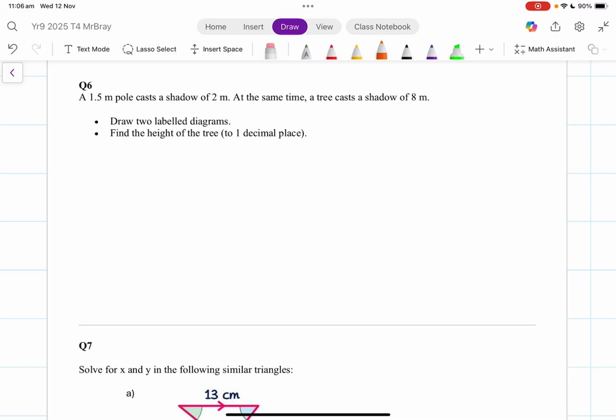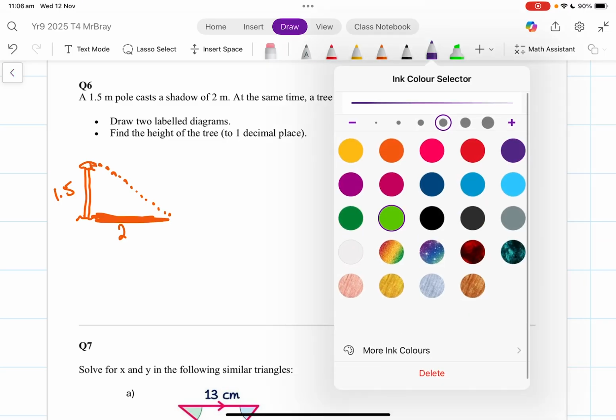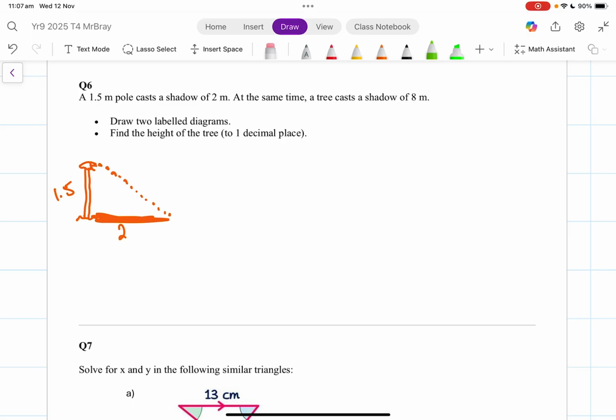All right, so I've got my little light pole. I know that's not super artistic, but let's pretend that's my light pole, and that is 1.5 meters, and it's casting a shadow of 2 meters. And just for argument's sake, we're just going to throw in the third part of the triangle there. Then we've also got a tree.